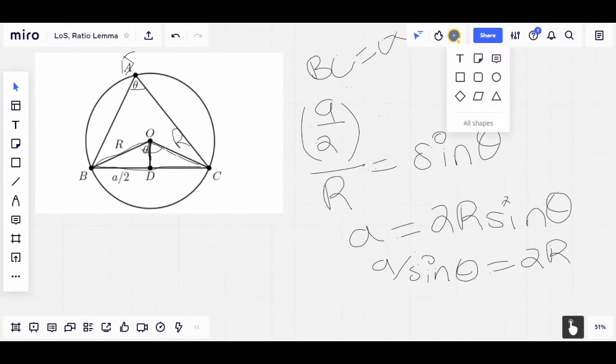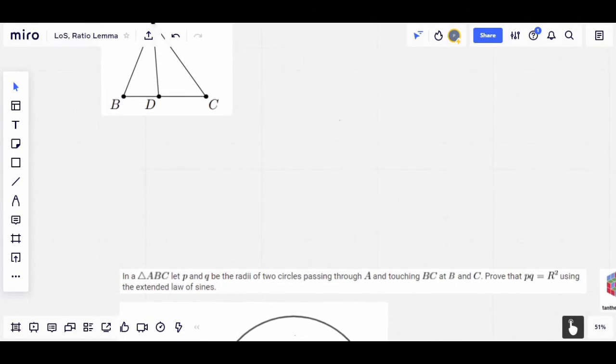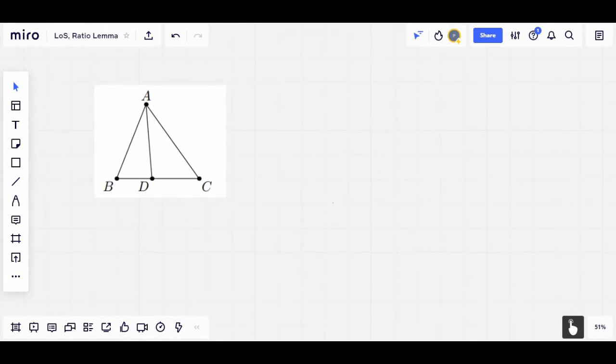All right. Now that that's clear, let's move on. Oops, I hinted at the problem that we'll be doing later. Anyway, let's do a lemma. This is known as the ratio lemma that is actually an application of the law of sines.